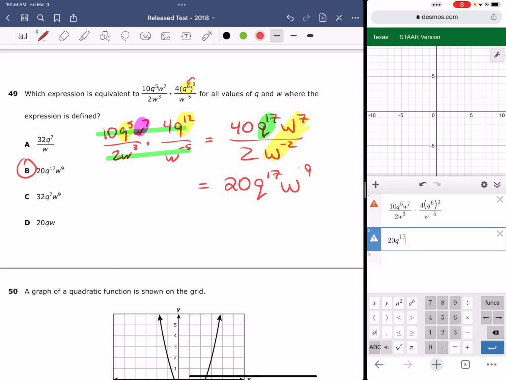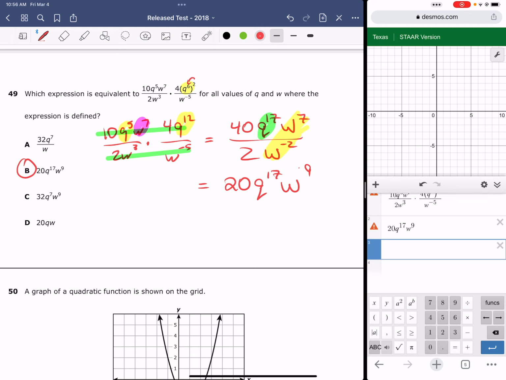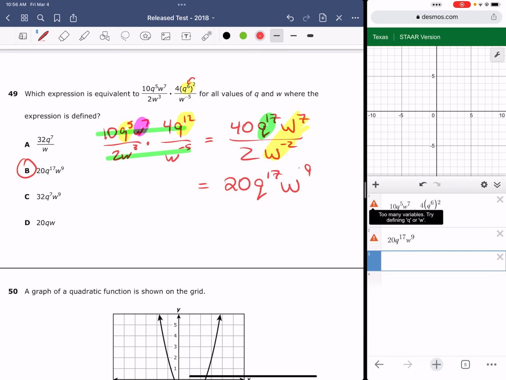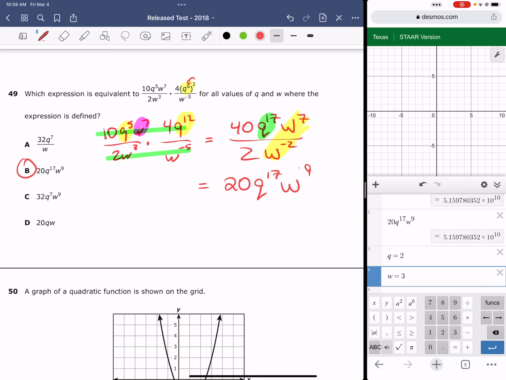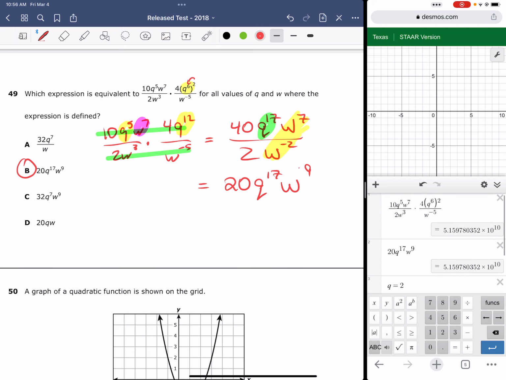It is a lot to type in, but luckily the answer choice that we chose is a little easier. 20q to the 17th, w to the 9th power. Now, Desmos doesn't currently know what to do with these expressions. What we need to do is define q and w. And so we'll say that q is equal to 2 and that w is equal to 3. Then we are given values for both of these expressions, and what we notice is that those numerical values are equivalent, and therefore we have confirmed that letter B is the correct answer.